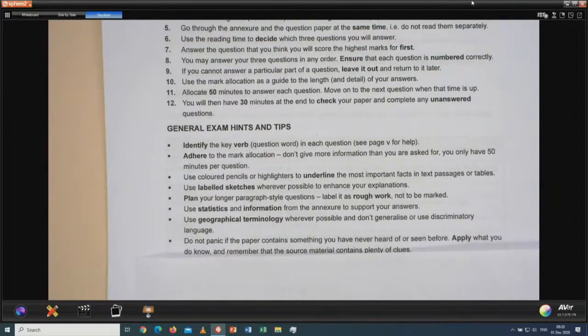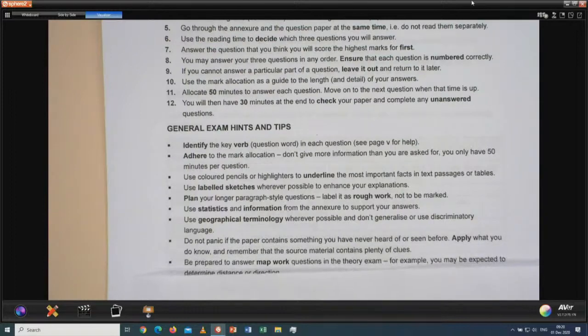Apply what you do know, and remember that the source material contains plenty of clues. So please read through your annexure or your addendum. Sometimes it may help you to remember whatever you have forgotten. So the next point, be prepared to answer mapwork questions in the theory exam. For example, you may be expected to determine distance or direction.